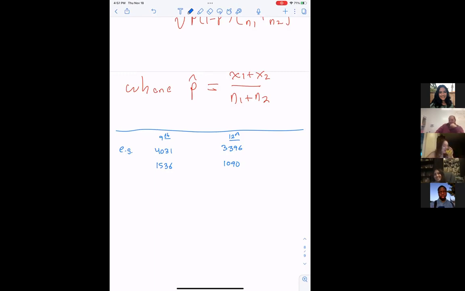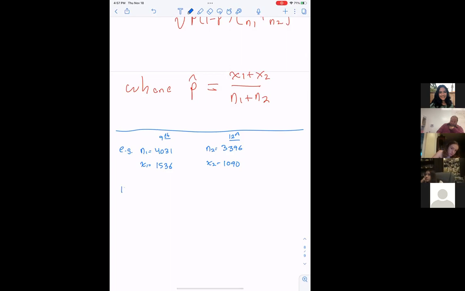So someone help me out. Are these four numbers? 4,031 is n1, and then 3,096 is n2, 1,536 x1, and then 1,090 x2. Well, damn. Okay, so we have our sample sizes and we have our number of successes for both scenarios.